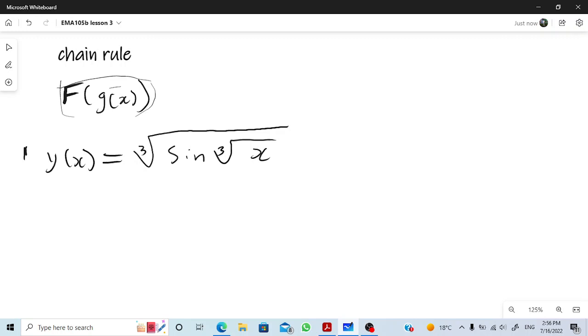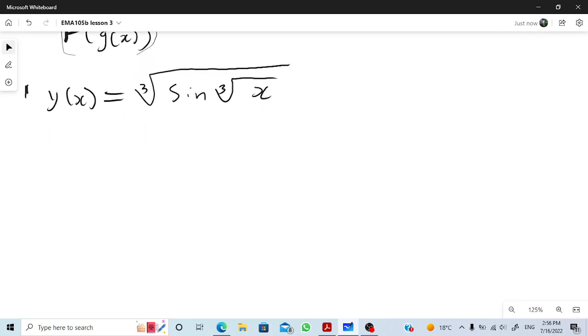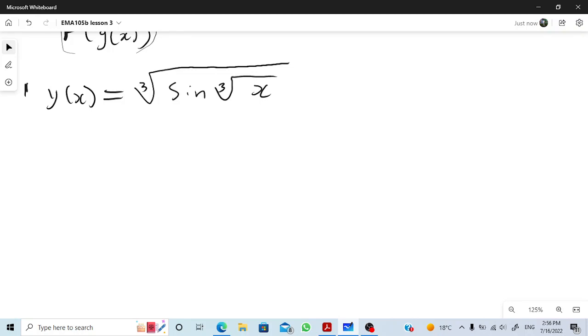The question will never tell you to use the chain rule. As a mathematician or as an engineer, you have to know to use the chain rule to solve this specific equation. Okay, so how do you differentiate this? You start from the outer function, you go inside until you reach the final term.